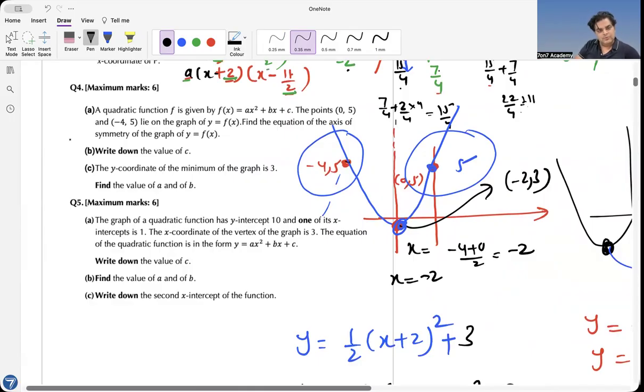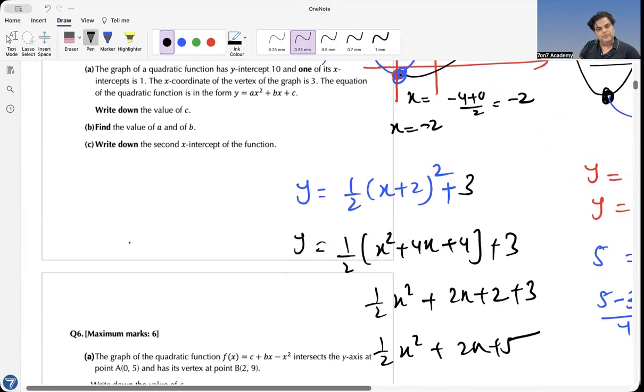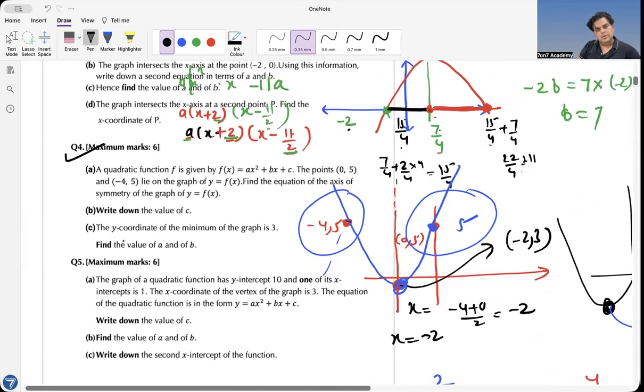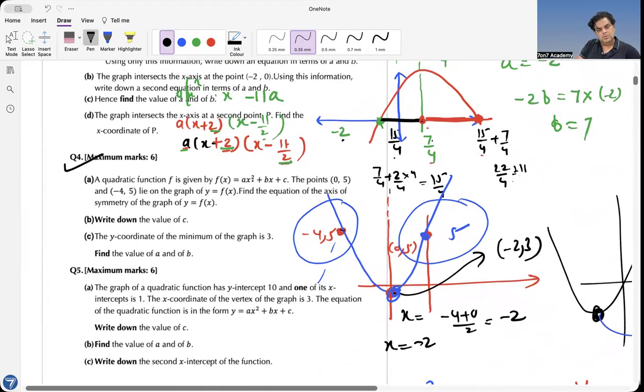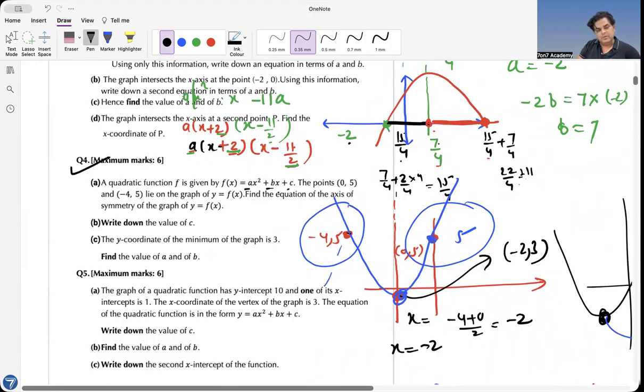So we finish the fourth question. Okay. Now the fifth question. We didn't find b, no? We can compare now. We can see b is 2. You can just finish the quadratic. So a is half, b is 2, c is 5.